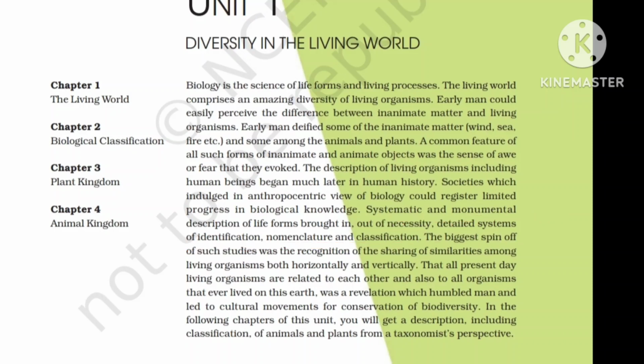There is nothing much more important on the first page, and we have to note the systematics and monumental descriptions of life. How do we examine our life through systematics? For systematics, we have to first identify the things, then classify them as per the basis, and then give names to the things. So for systematics, three important things are there, that is identification, nomenclature, and classification.